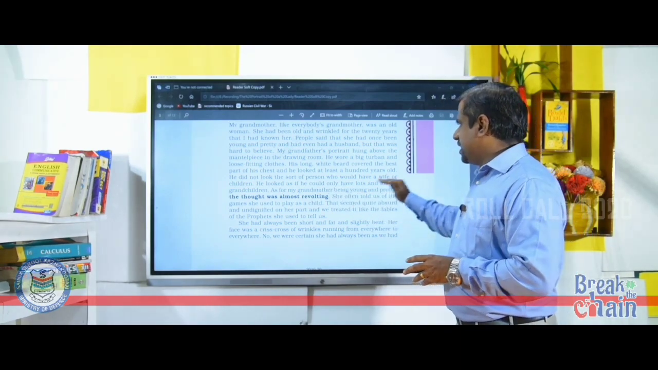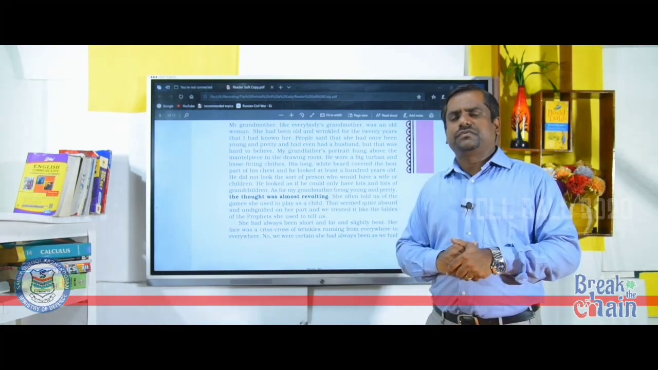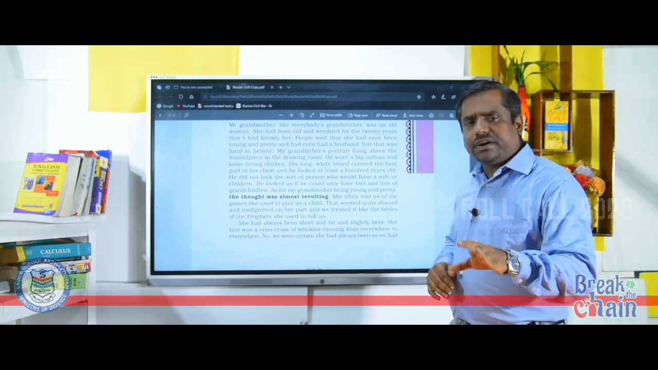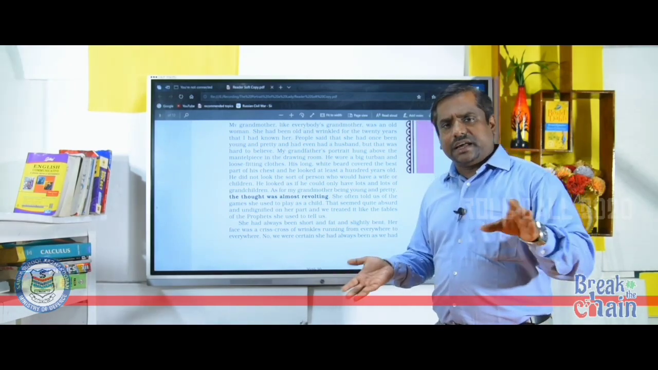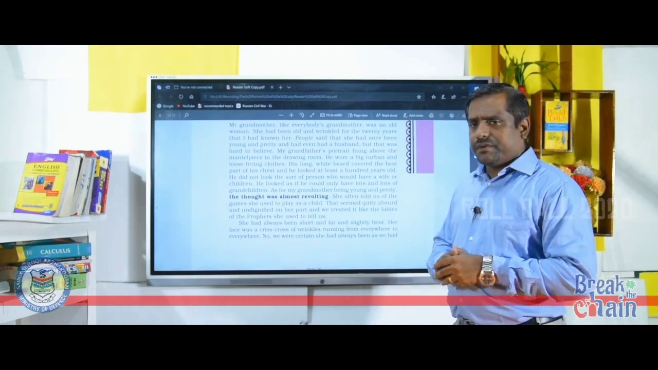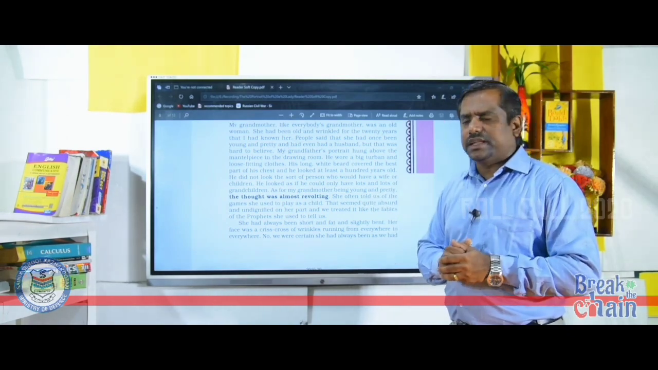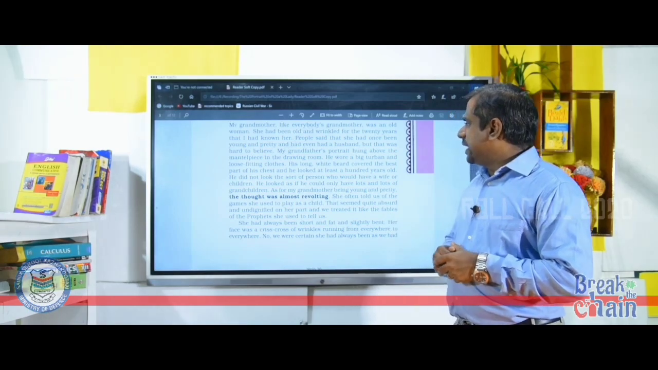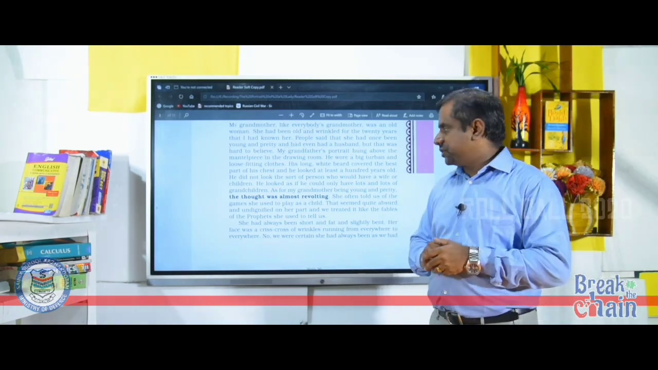He looked as if he could only have lots and lots of grandchildren. He would never have children. He would neither have children nor a wife, whereas what was noticeable in his appearance was that he could only have lots and lots of grandchildren.